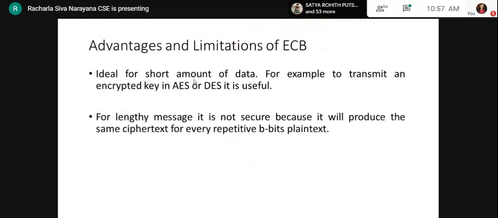Advantages: it is ideal for a short amount of data, for example to transmit encrypted keys in AES or DES. For lengthy messages, it is not secure. Why? Because it will produce the same ciphertext for every repetitive plain text block.